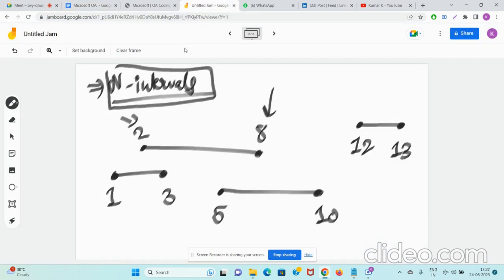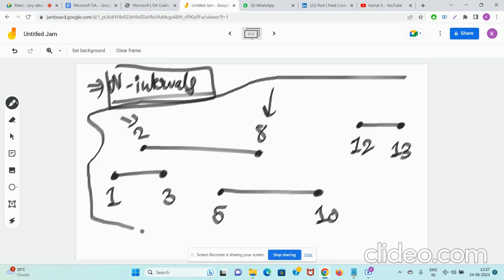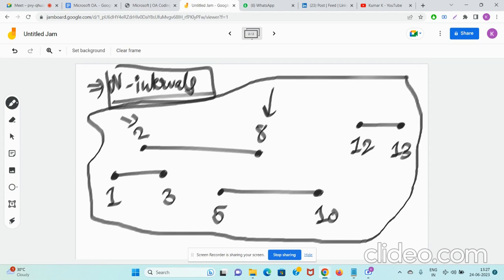Can anyone tell me in the chat? I will give him some prize. Can you guys tell me which are those three intervals which are not intersecting in our question? Guys, write the name of those three intervals which are not intersecting.